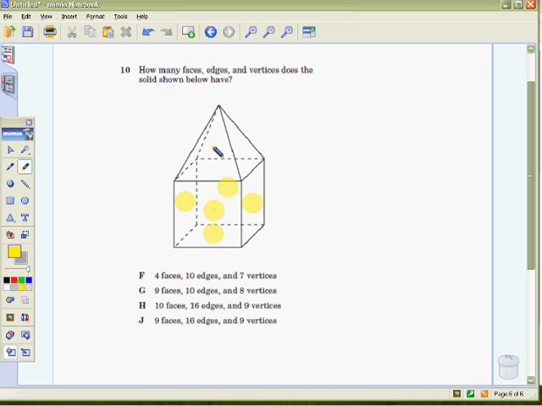So I have the front face of the pyramid, the right face of the pyramid, the back face of the pyramid and I have the far left face of the pyramid. So I have how many total faces? I have 1, 2, 3, 4, 5, 6, 7, 8, 9. 9 faces. That leaves out F and H.